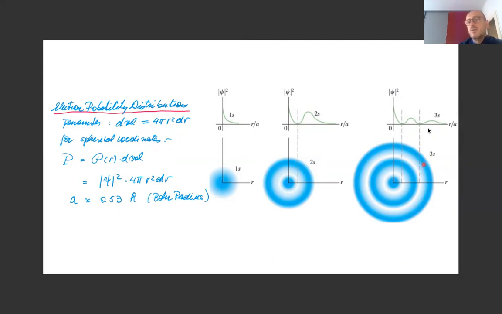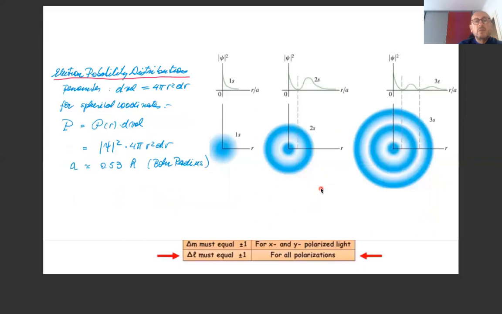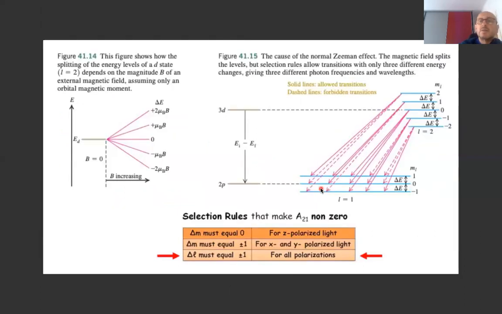Okay, so the highest probability is within this radius range. The scale of this graph is a, the Bohr radius, because this is the natural distance in atomic units. So the probability density, phi squared, is a meaningful result of this equation.